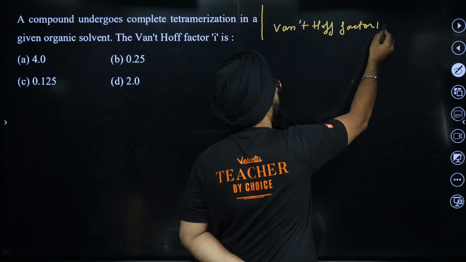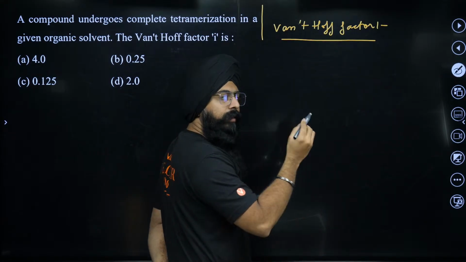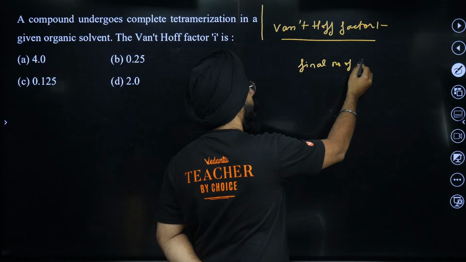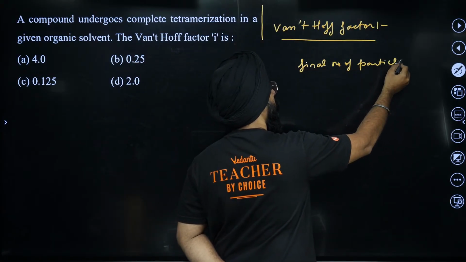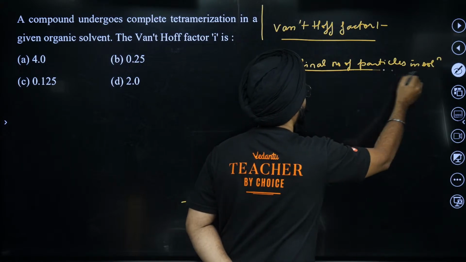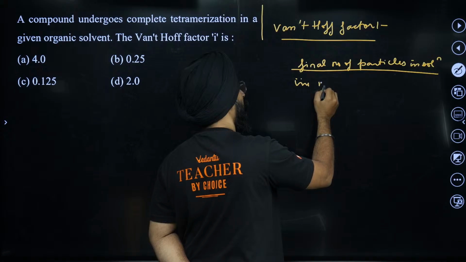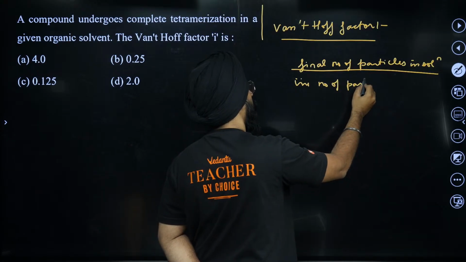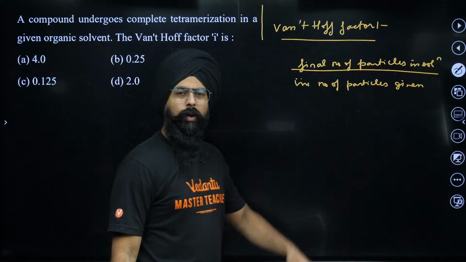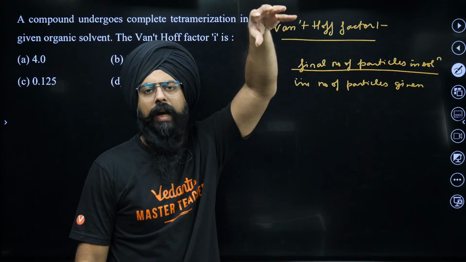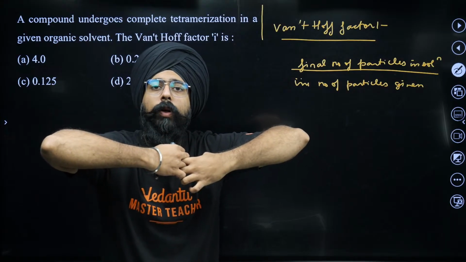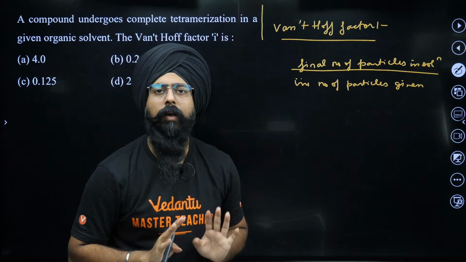What is the definition of the Van't Hoff factor? Van't Hoff factor is defined by final number of particles in solution divided by initial number of particles given. So initially, if I take 10 particles and in solution they become only 5 particles by sticking to each other, what will happen? Van't Hoff factor will become half.